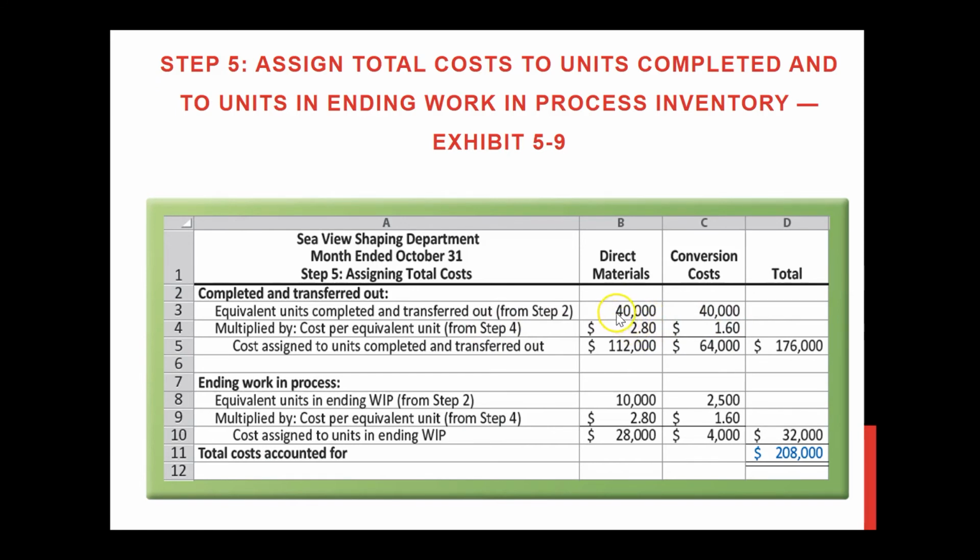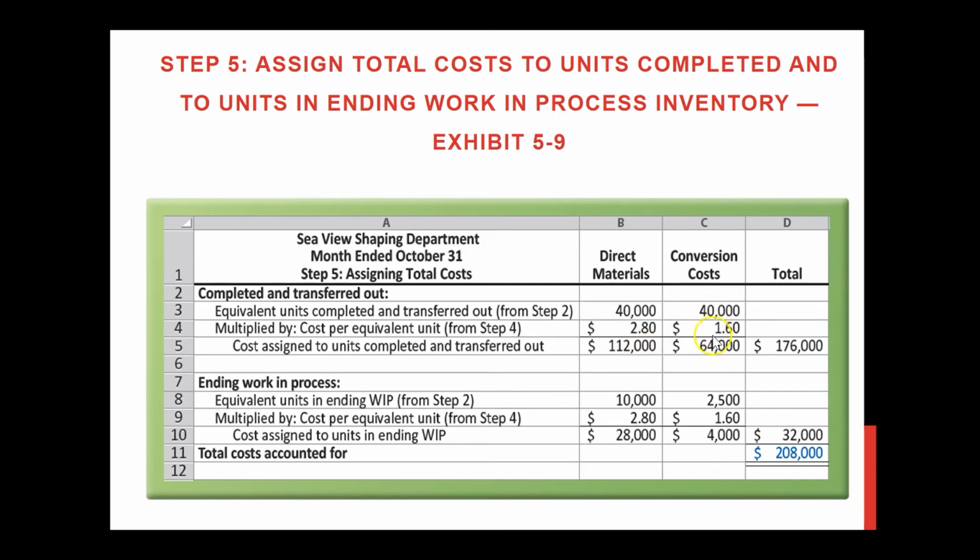So for the equivalent units completed and transferred out, if we look at the direct material column, that was 40,000, and we also got from our prior table that cost per equivalent unit for direct material is $2.80. If we multiply these two, we will find that the cost assigned to the completed and transferred units for direct material is 112,000.